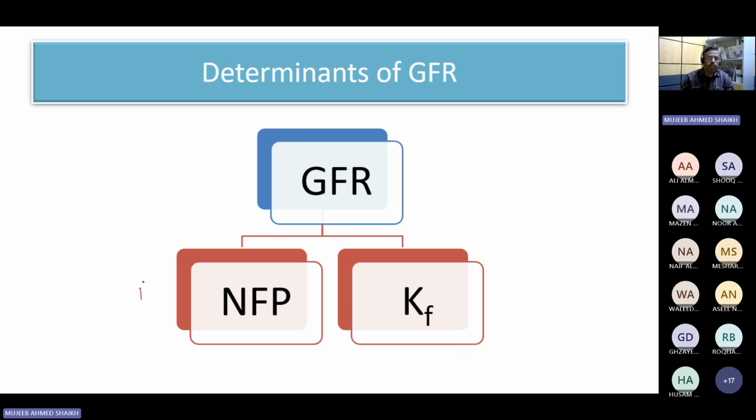GFR, or glomerular filtration rate, depends upon two things. Number one is net filtration pressure. And the second one is the coefficient of filtration, or some constant. These are the two factors which decide the rate of glomerular filtration.